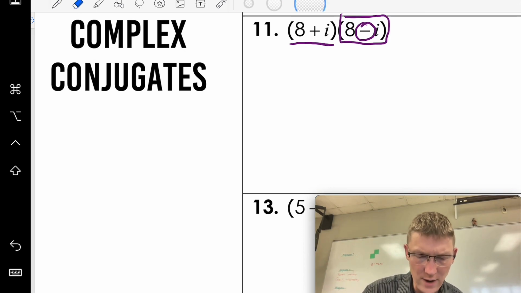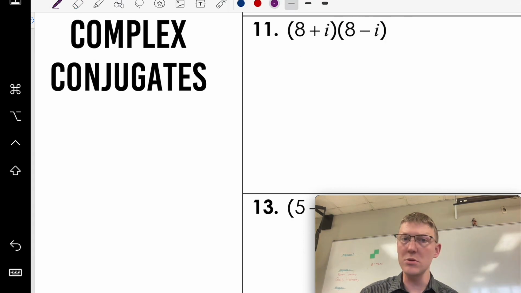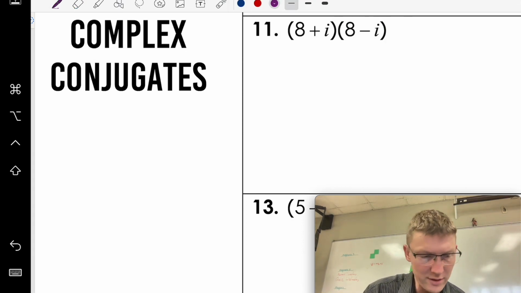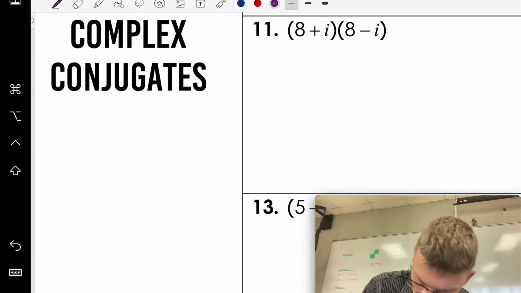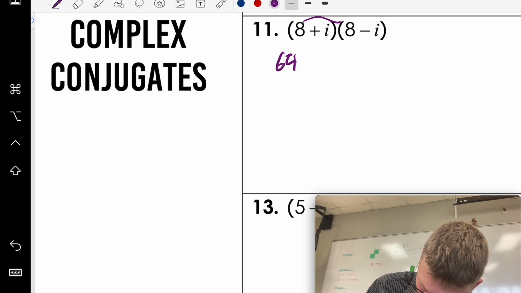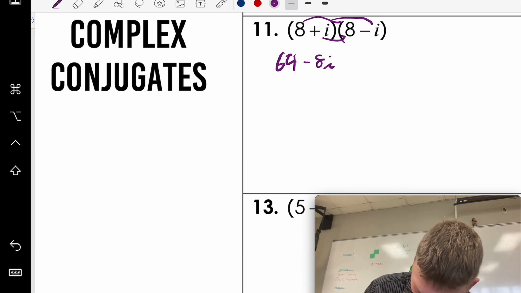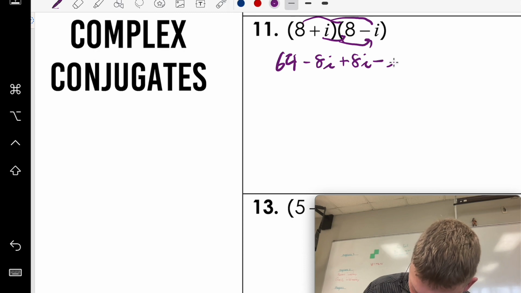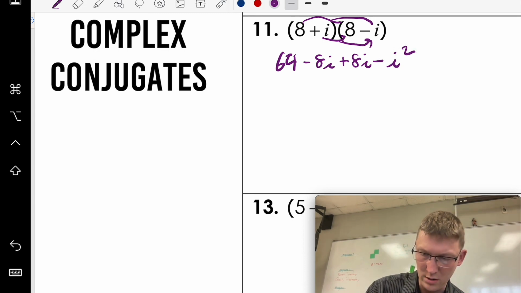So these are going to be very useful later on, because watch what happens when we do the math with them. So, okay, we FOIL this out. 8 times 8, so we're going to have 64. 8 times negative i is going to be negative 8i. i times 8 is a positive 8i, and then i times negative i is a negative i squared.